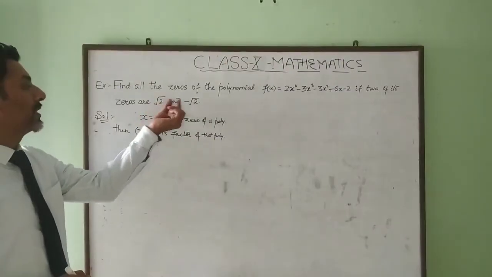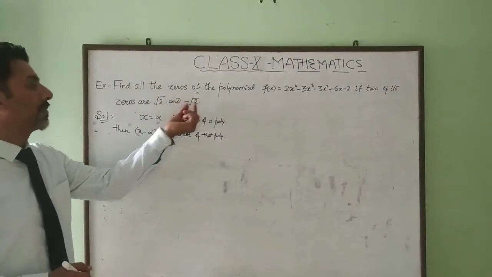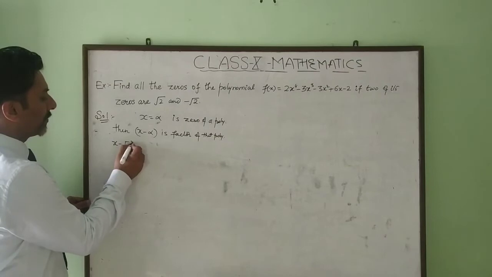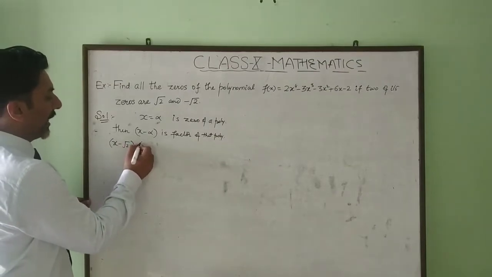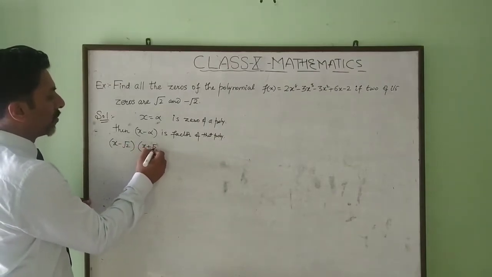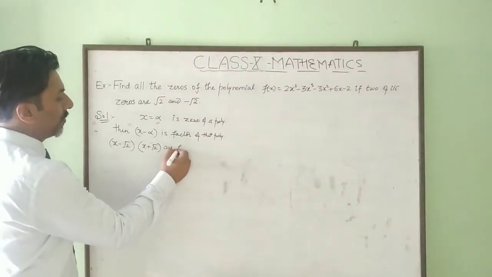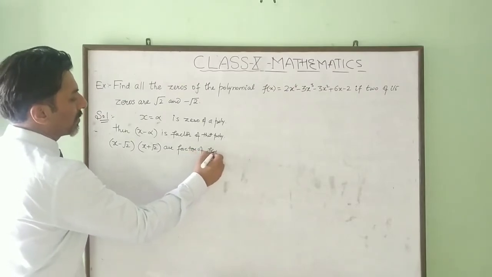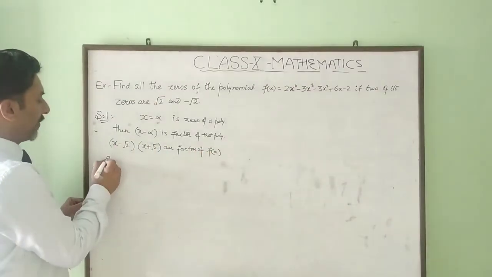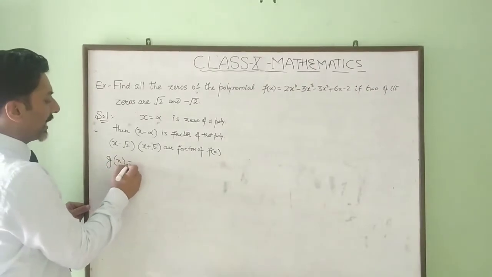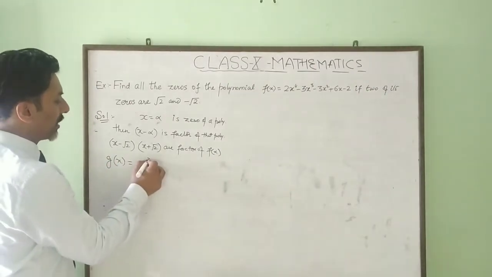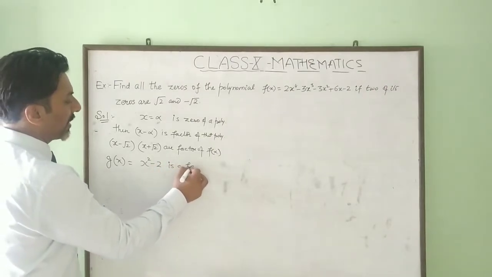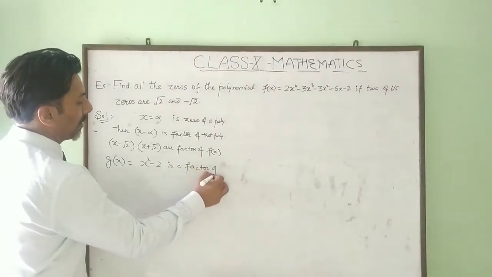तो यहां हमें दो जीरोस गिवन है, रूट 2 और माइनस रूट 2. इसका मतलब x माइनस रूट 2 एंड x प्लस रूट 2 are factors of f(x). तो यहां से मुझे if I denote it by g(x), then my g(x) came out to be x square minus 2 is a factor of f(x).